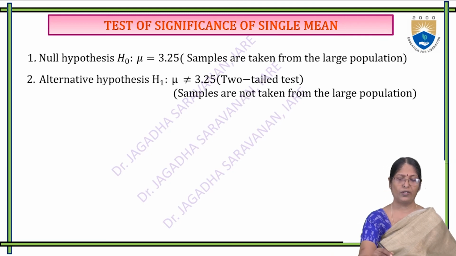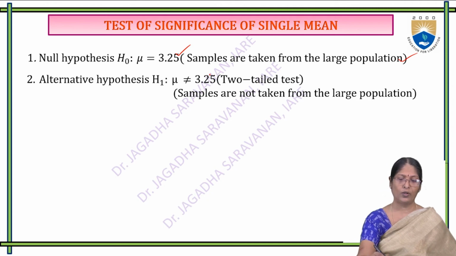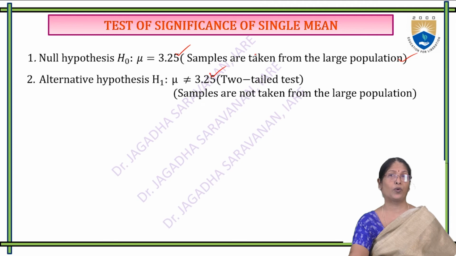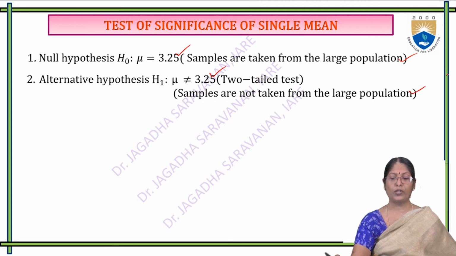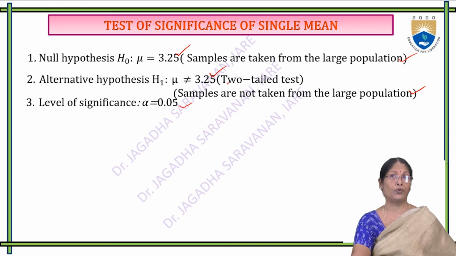So we wrote it. What is defined in the null hypothesis about the population? The information is H naught: mu equal to 3.25, so that the samples are taken from the large population. How to reject? We selected a two-tailed test, that is H1: mu not equal to 3.25, so the samples are not taken from the large population. The level of significance alpha is equal to 0.05.